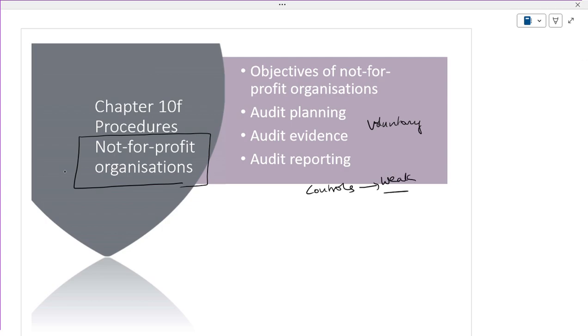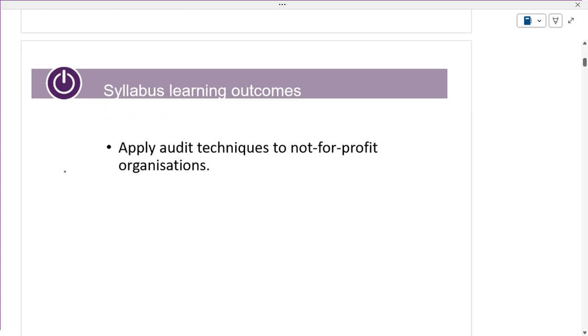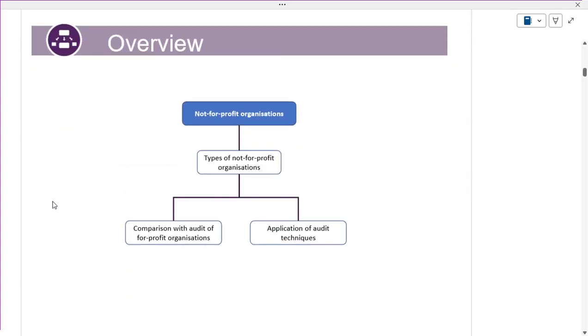Practically, if you take audit, we have not covered anywhere where we think that controls are strong. We always talk about negativity most of the time, where we can make improvements. A non-profit organization is such. We are talking about how not-for-profit organizations apply the planning, evidence and reporting concepts. This audit is in no way different from the normal audit. Whatever procedures we have followed, we apply here.